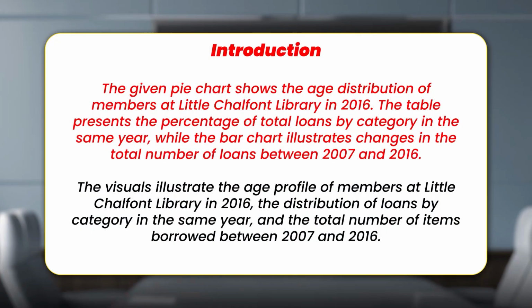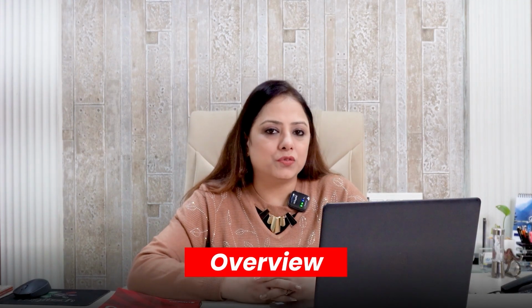You can also write 1 long sentence for your introduction if you don't want to separate the charts. So this way, the visuals illustrate the age profile of members at Little Chalfont Library in 2016, the distribution of loans by category in the same year, and the total number of items borrowed between 2007 and 2016. This is a shorter introduction, but at the same time, it is introducing all the chart types. Now, we have already selected the main features. We already have planned about the main features. So let's write our overview as well.